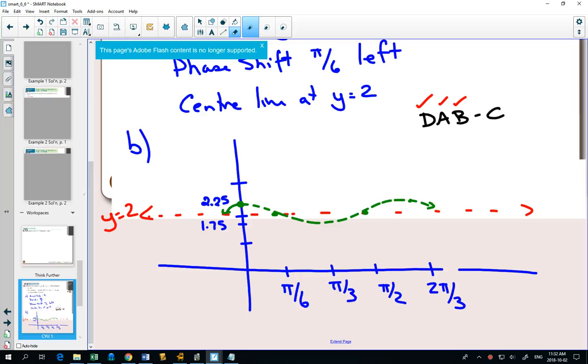Tane, is that a question? Yes. Whatever your period is, you have to cut that into 4 equal sections.